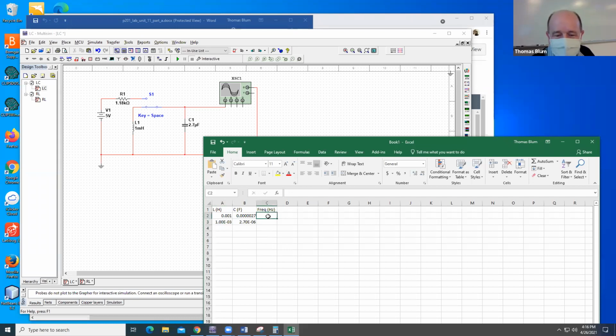Okay. Now here's the formula. Rows 2 and 3 are just two different ways of doing the same thing. You don't have to do it both ways; you only have to do it one. But what was the formula?